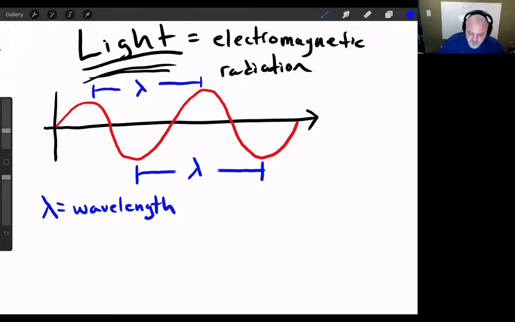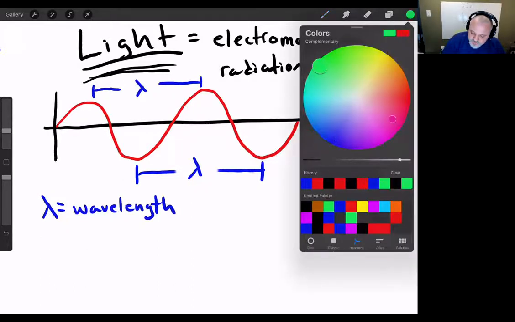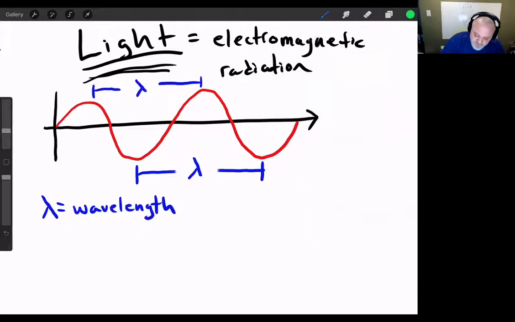What else is there? There's something that is true for waves, but isn't really necessarily important for our class, but it's amplitude. It has to do with how high the wave is. This is amplitude, but it's not important for chemistry. It will be important for physics.